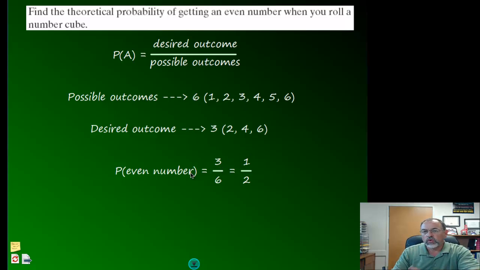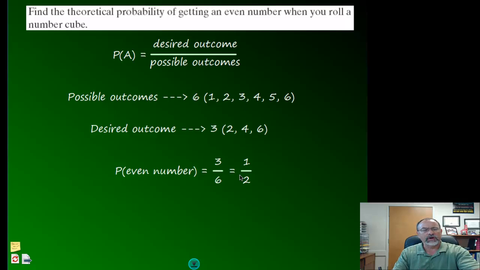These events when I roll the number cube are not related. So if I roll a 3 on my first roll, does that mean I'm going to get an even number on my next roll? Because 1 out of 2 times I should get an even number. Theoretically speaking, yes, because 1 out of 2 rolls I should get an even number. But experimentally speaking, maybe not. I might roll a 3 twice, 2 odd numbers. So you see the difference between experimental and theoretical probability.